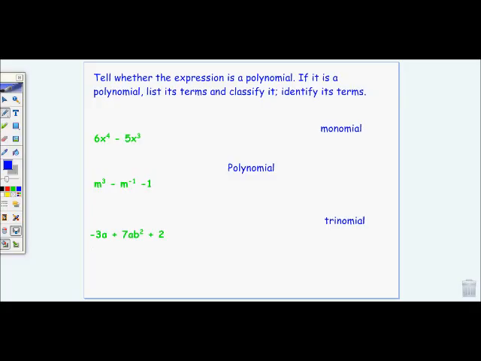Have a couple more here that we're going to check out. Let's see, for the first one, 6x to the fourth minus 5x to the third. That one is a polynomial, and this one has two terms, so I don't have that listed here. That would be a binomial. So this one is a polynomial, goes to the binomial. Use a different color here.